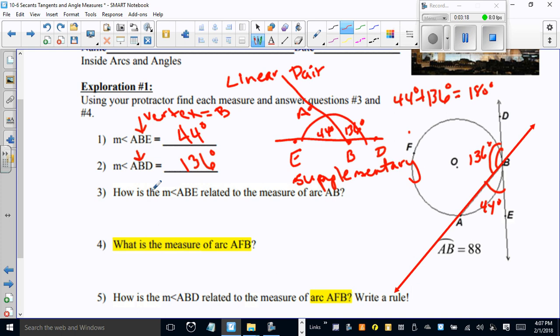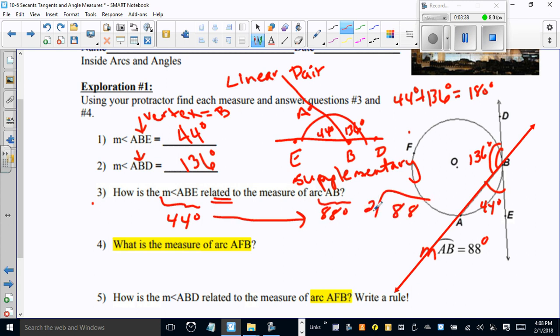Now, number 3 says, how is the measure of angle ABE, which is 44 degrees, related to the measure of arc AB? And over here it says that the measure of arc AB is 88 degrees. So this is 88 degrees. Now, if you notice, the comparison between this and this is that if I take 88 and I divide it by 2, I get 44. So that means that the angle was half of this arc.